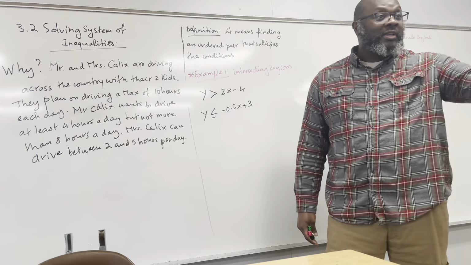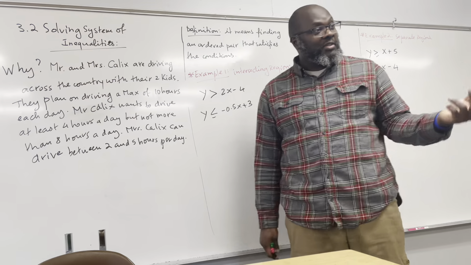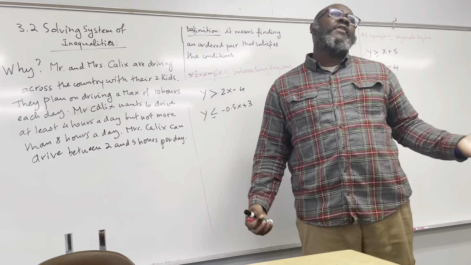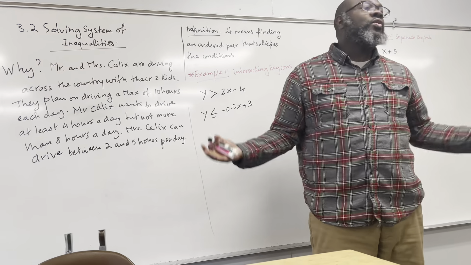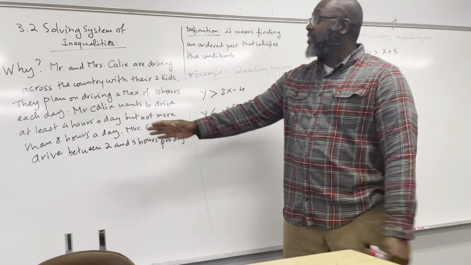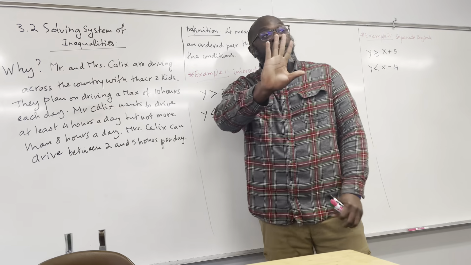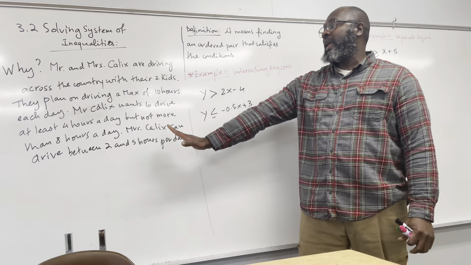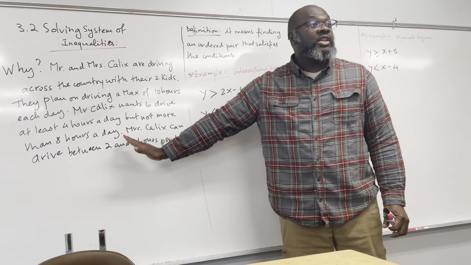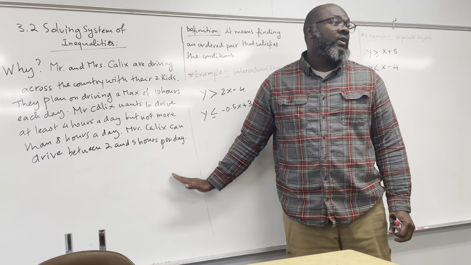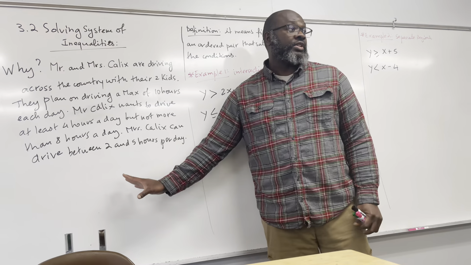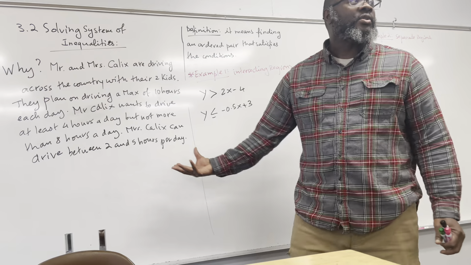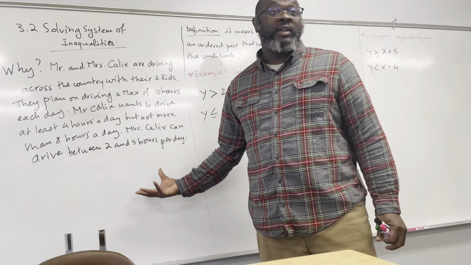That's the point. My point is this. Somebody may say, well, I don't want to do 5 and 5. I don't want to do this. So what could work for both of us? Mr. Calix says that he wants to drive at least 4 hours a day, but not more than 8, right? But she says she wants to do between 2 and 5, right? So then we can solve this system. This is how you solve a system of inequalities, right?